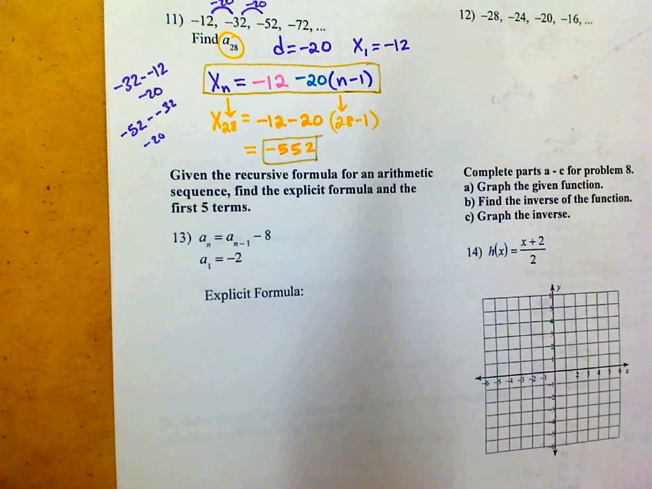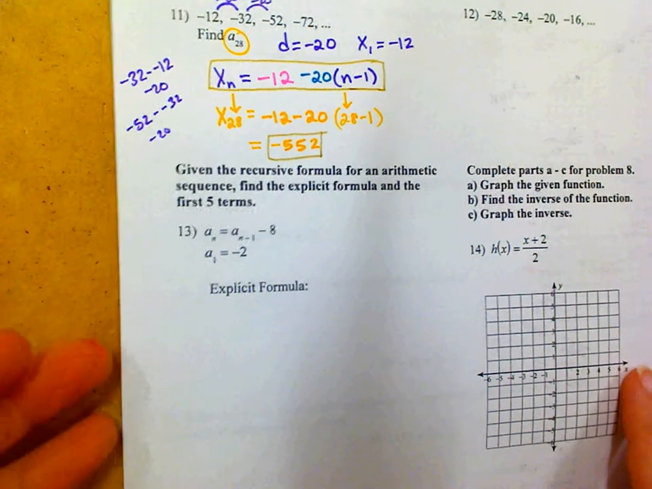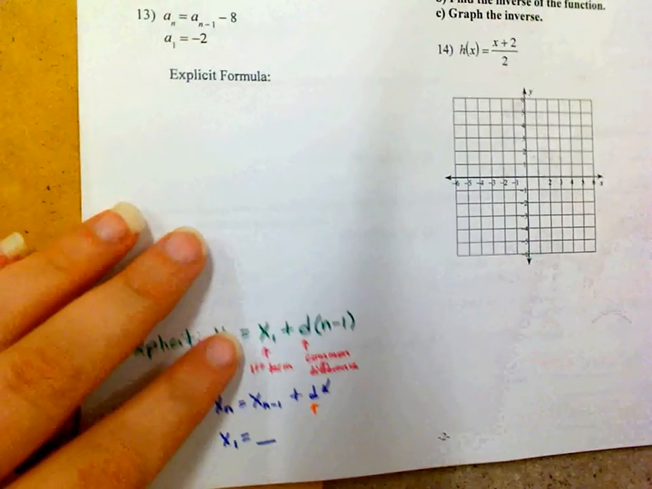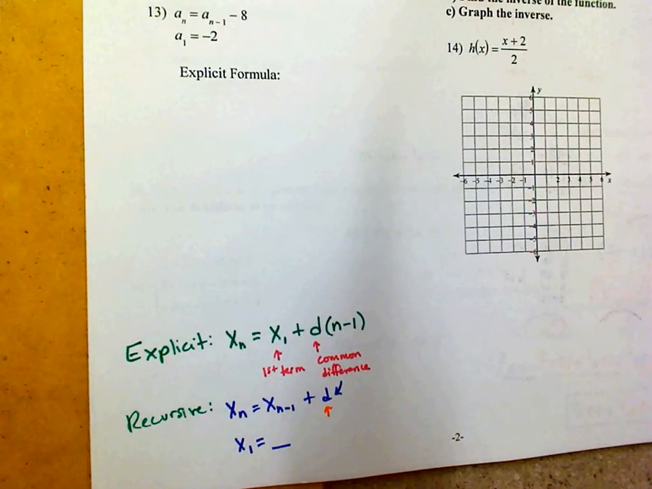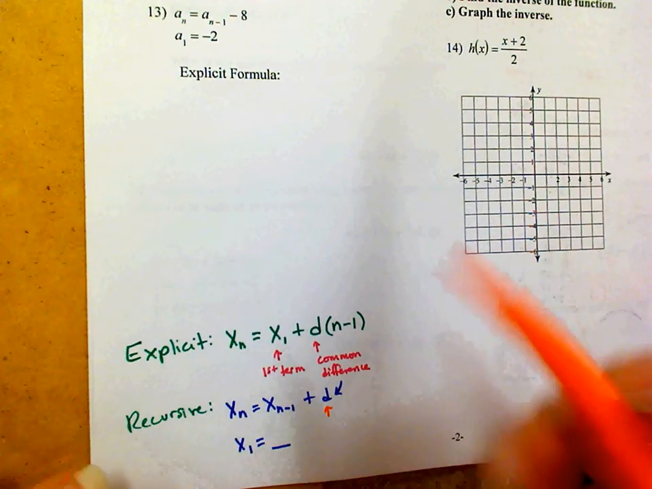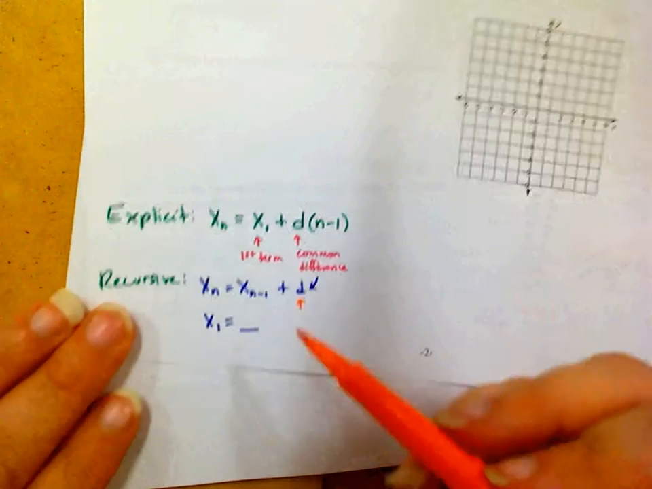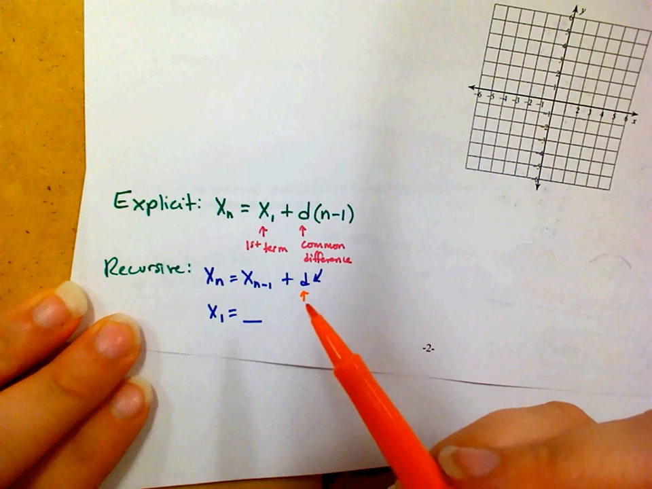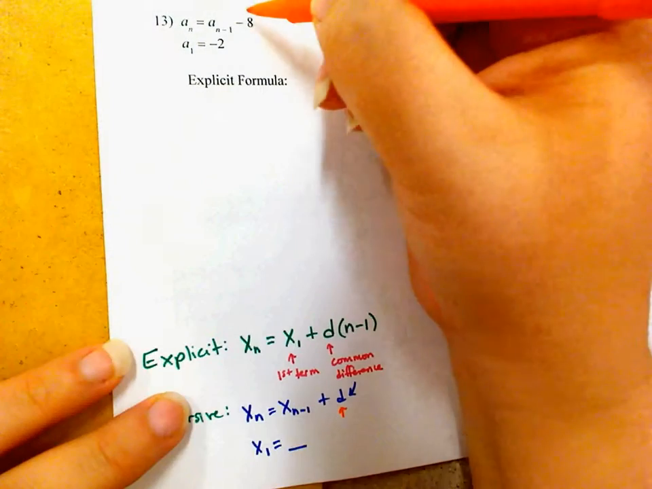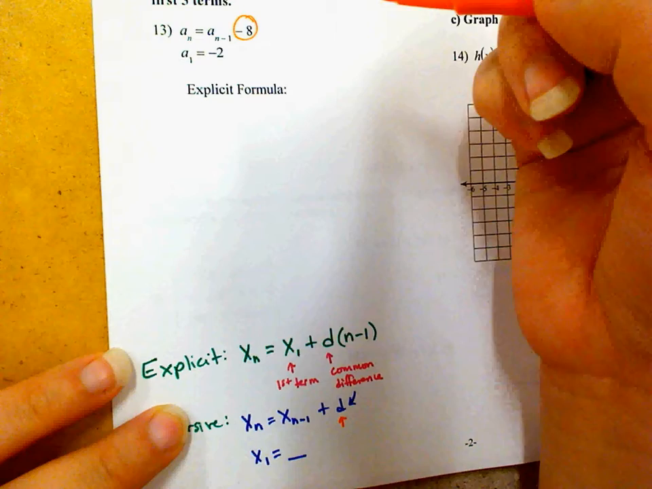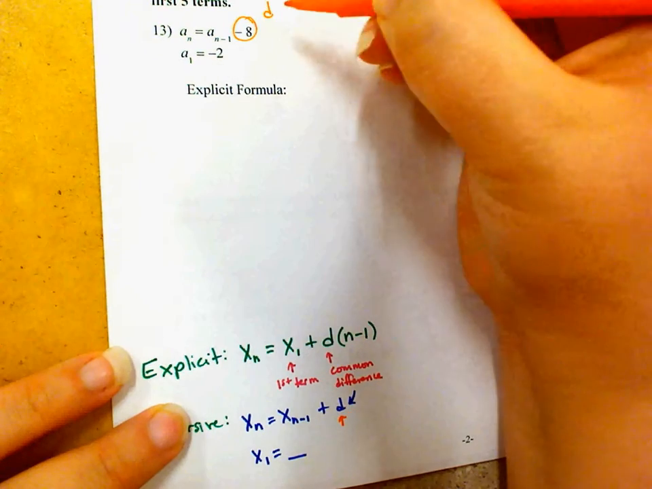All right, on 13, it says, given the recursive formula for an arithmetic sequence, find the explicit formula and the first 5 terms. So if I use my formulas correctly, down here, I know that x sub n equals x sub n minus 1 plus d. That number right there is the what? The difference between each term, right?